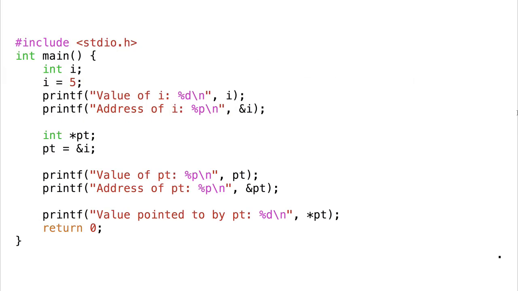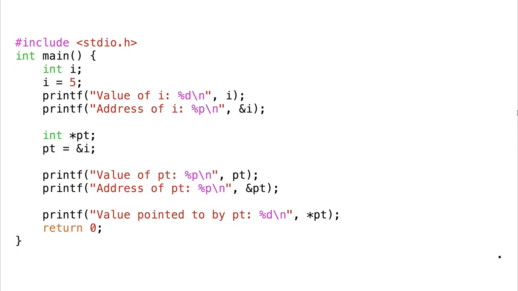Notice that we used the star symbol in front of pt earlier in our program. In this line, we were declaring pt to have type int star. That use of star inside a declaration is not a dereference. It's part of the type. But here, inside an expression, the star symbol is the dereference operator. It tells the compiler to use the value stored in the address that is stored in pt.